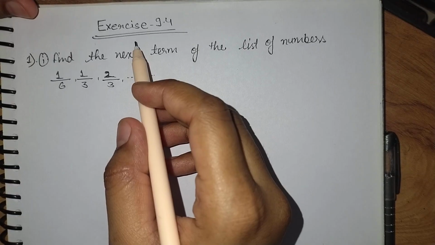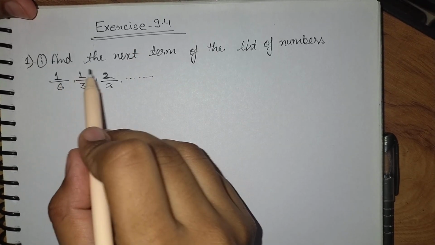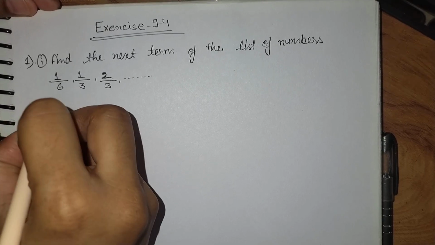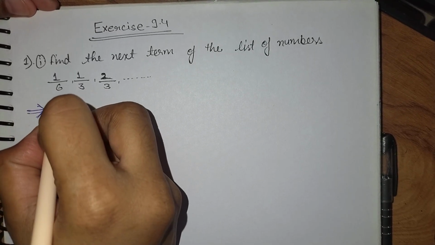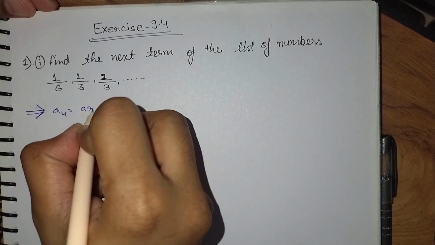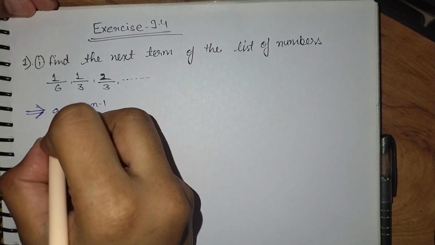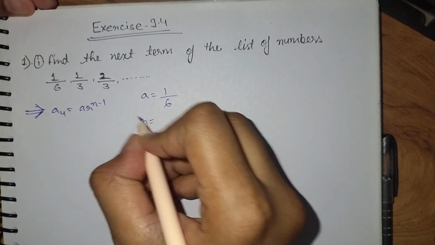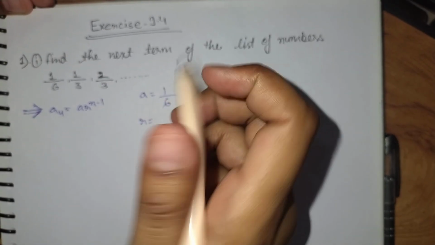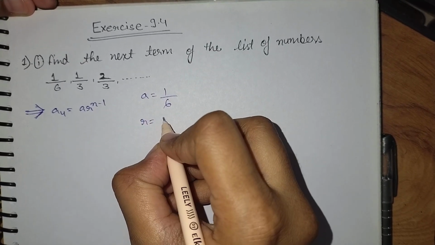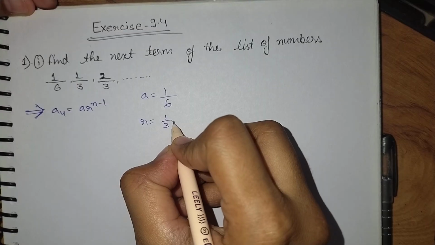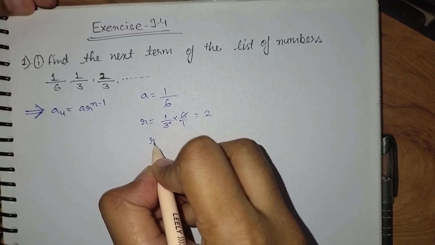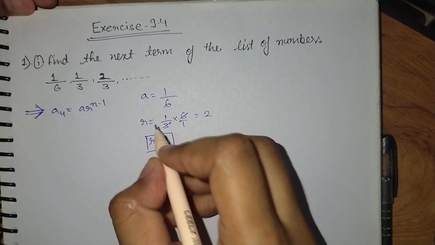Now let us solve exercise 9.4, question number 1, first part. We have to find the next term of the list of numbers, means A4 in this GP, which will be simply ar^(n-1). To find the value, the first term a is 1/6 and the common ratio r is (1/3) divided by (1/6). That will become 6/1, cancelling this, we are getting 2. Means the common ratio is 2 in this question.